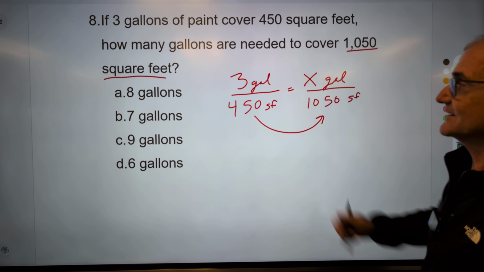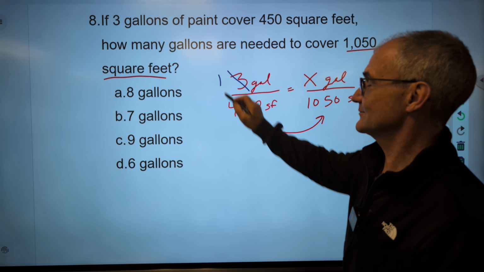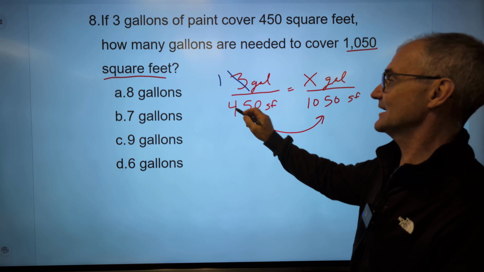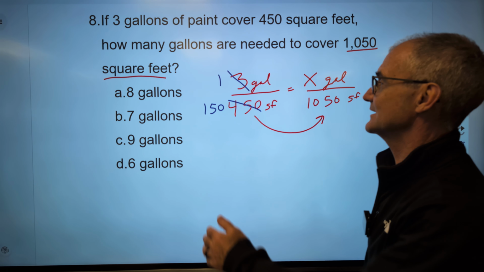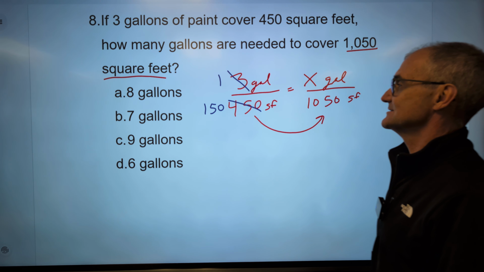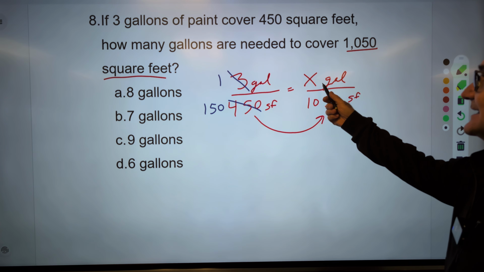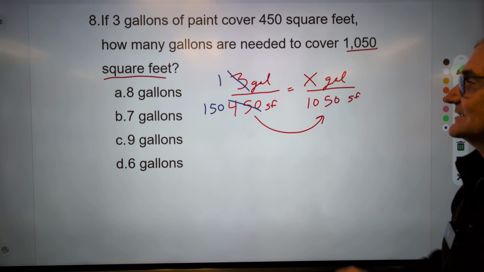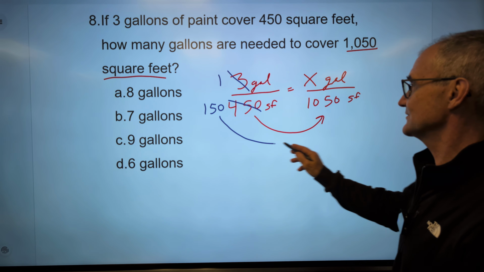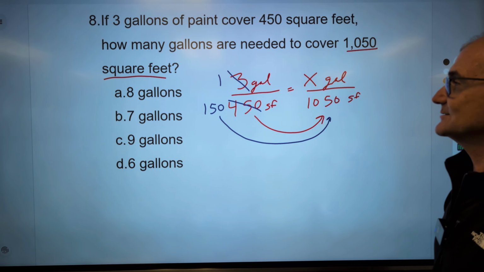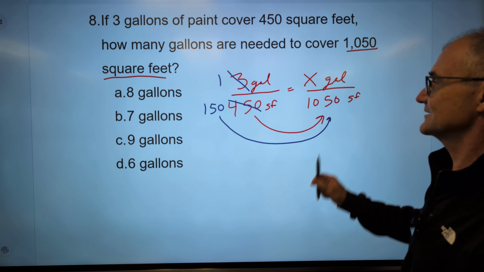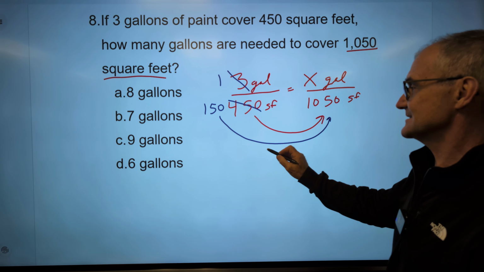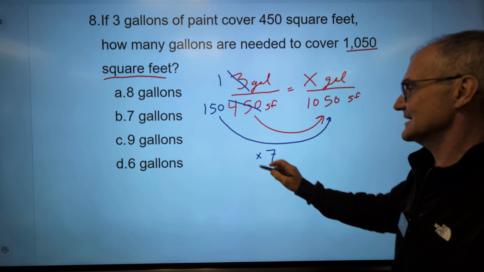But I could always reduce. I could say 3 goes into here 1 time, 3 goes into 450 150 times. So I am saying 1 gallon does 150 square feet. How many gallons give me 1050? Now that I've reduced, 150 times what gives me 1050? I think it's 7, but let me check that.